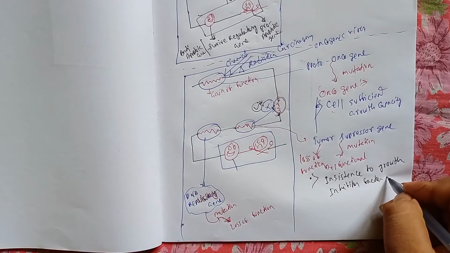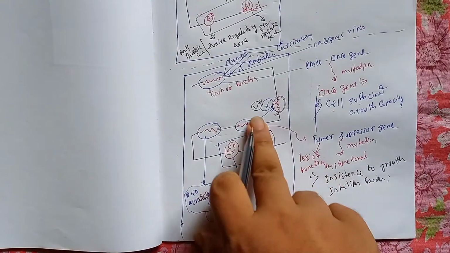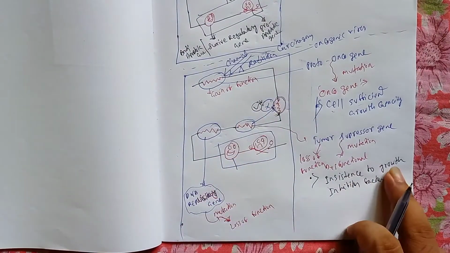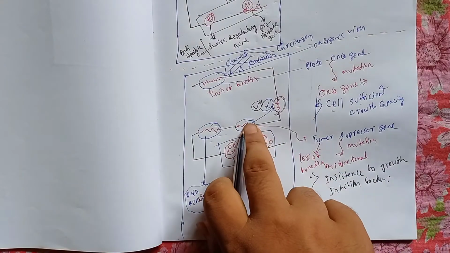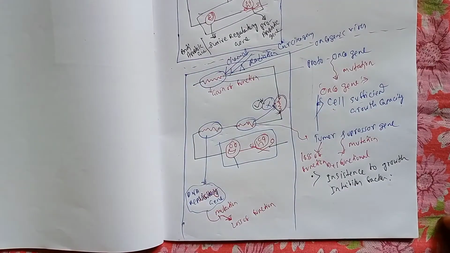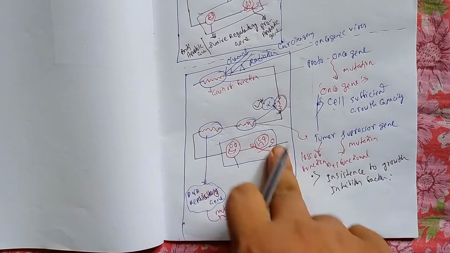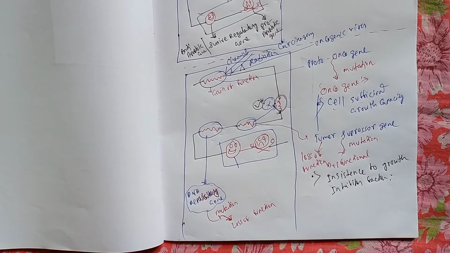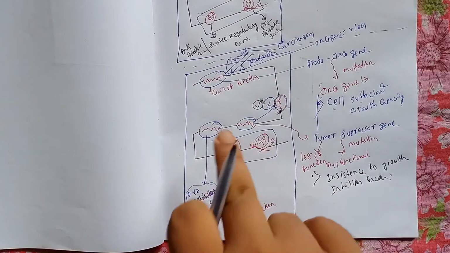That means this gene cannot inhibit this one. These genes cannot inhibit this one. That's why it is insensitive to growth inhibitor factor, because this is the growth factor. This is also the growth factor, growth genes. Okay, growth regulatory genes. Then guys, these two genes are called survival genes. The cancerous cells, the neoplastic cell, will have such capacity to do mutation within these two genes as well.